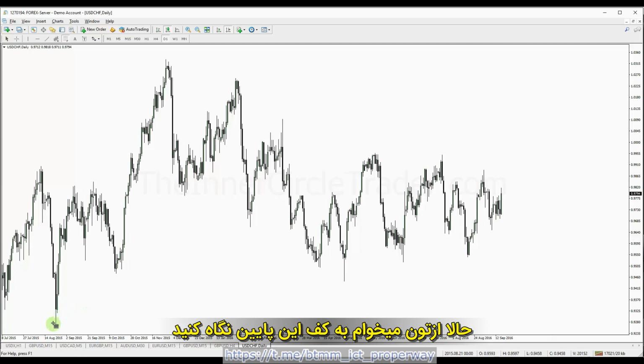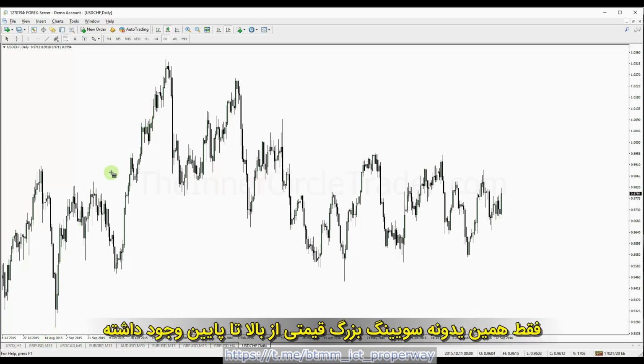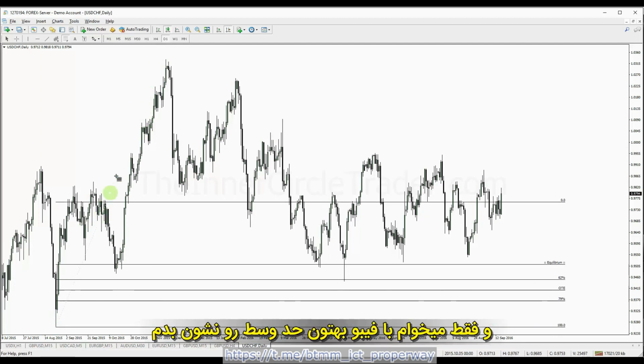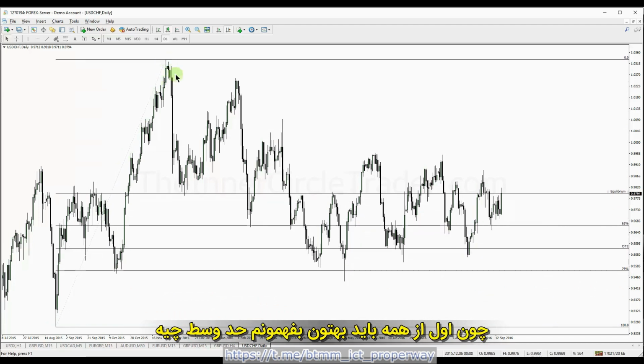I want you to look at this low down here, and I want you to look at this high up here. Okay, do you see how that is the biggest price swing on this entire chart? So between August 14th all the way to the present time in September, there has only been one major price swing higher and lower. So if we take a Fibonacci level, okay, and I'm only going to use Fibonacci to illustrate equilibrium, okay, because I first have to establish what equilibrium is.